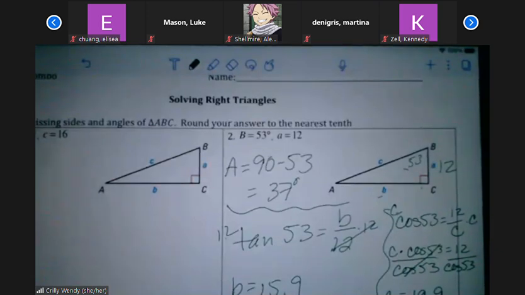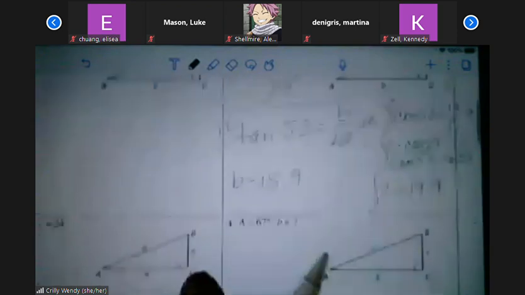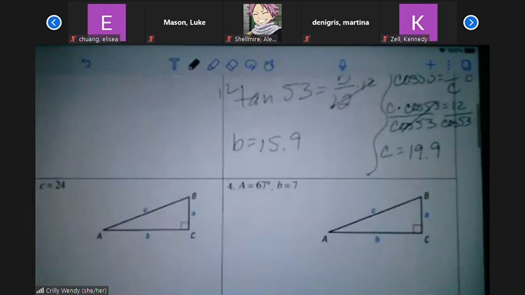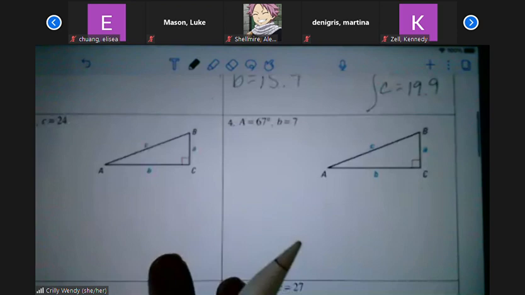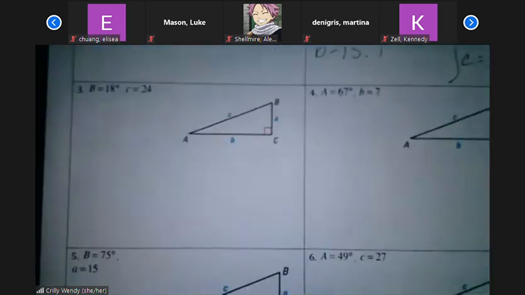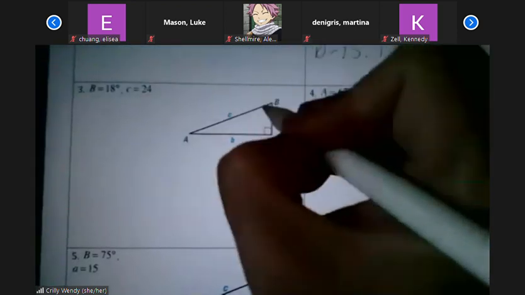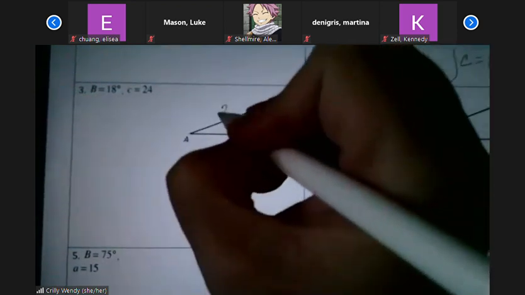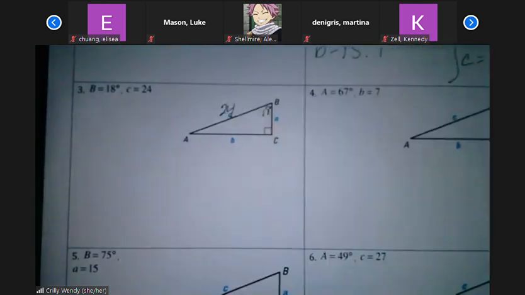All right, and then now I have been asked to do number 3 and number 8. So we'll do those. All right, so number 3, let me make sure it's in my full screen there. There we go. All right, so angle B is 18 degrees. The hypotenuse is 24. So we need to find angle A and the 2 sides.